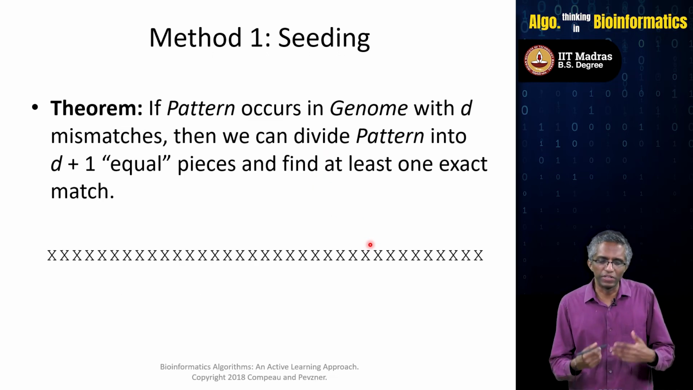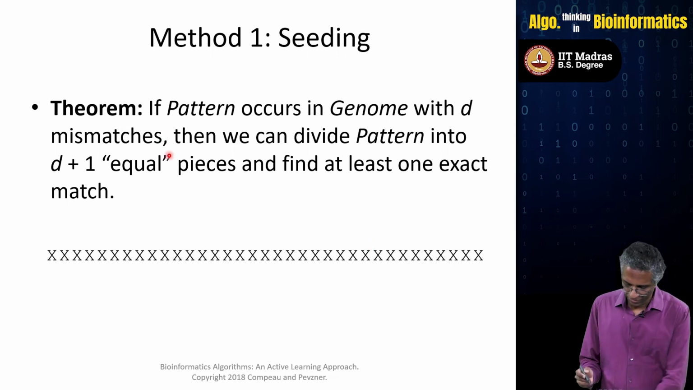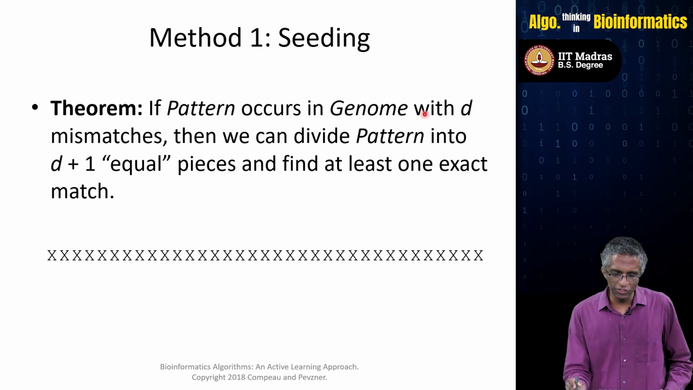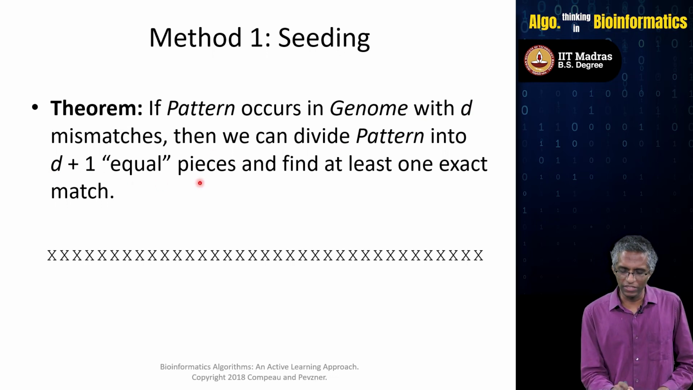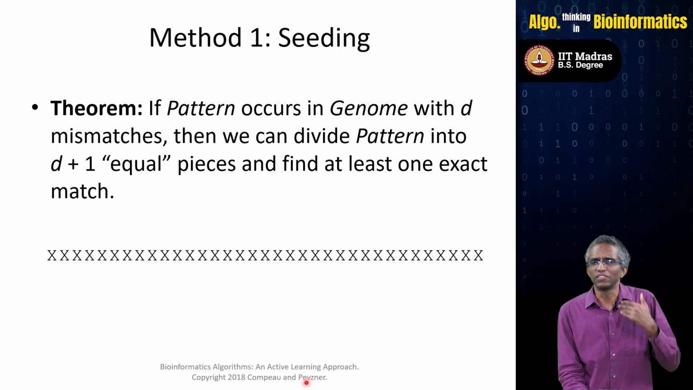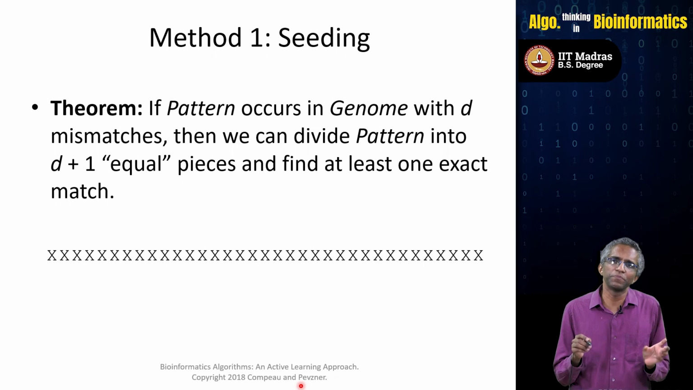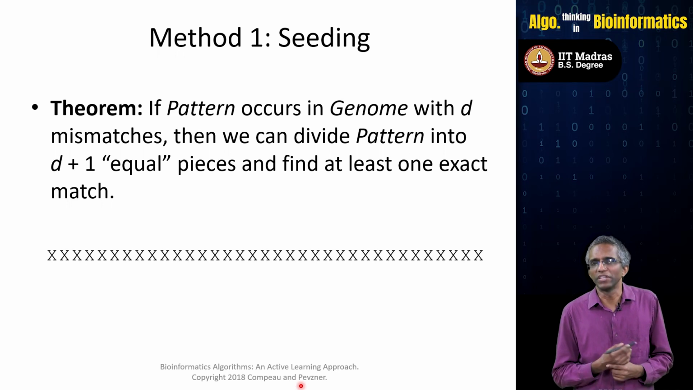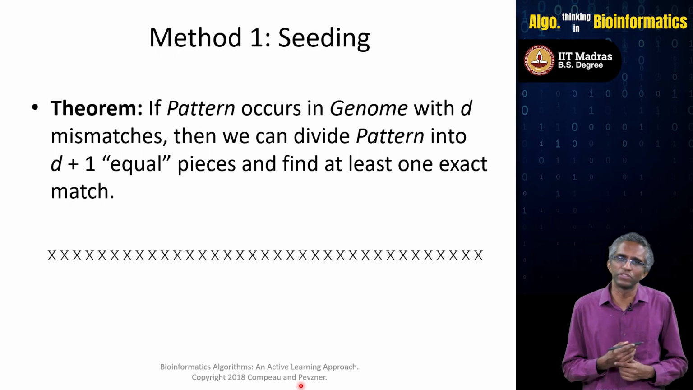So we can extend it to multiple mismatches also. If a pattern occurs in the genome with D mismatches, here we were looking at one mismatch, so we split it into two parts. If you have D mismatches, we split it into D plus 1 equal pieces, and at least one of them should match exactly. The proof goes by contradiction. If you split your pattern into D plus 1 pieces, and none of them has an exact match, then you will have D plus 1 mismatches. You won't have an occurrence with at most D mismatches, so that leads to a contradiction.